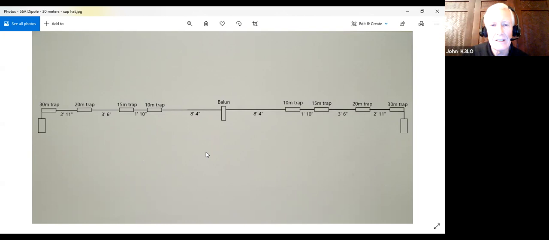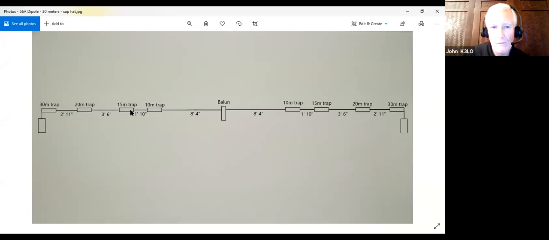Now, the 15 meter trap is a parallel resonant circuit with a very high impedance at 15 meters. So 15 meter energy can't get past the trap. If you put 15 meter radio frequency energy in here, it can travel through here. The 10 meter trap appears to be an inductance, which electrically lengthens the antenna. And then there's an additional 1 foot, 10 inches of wire before it gets to 15 meters.